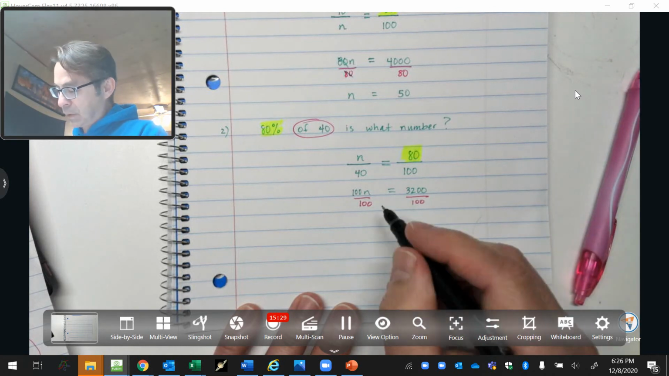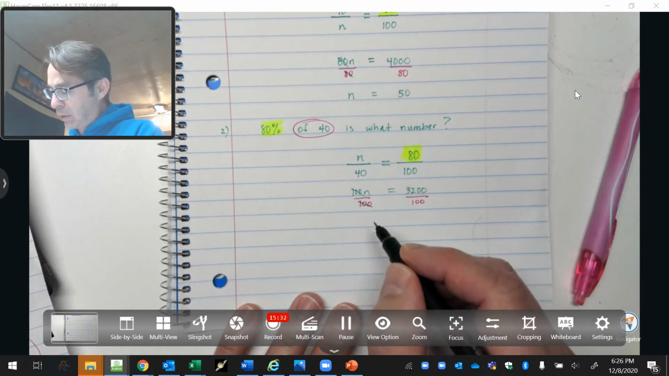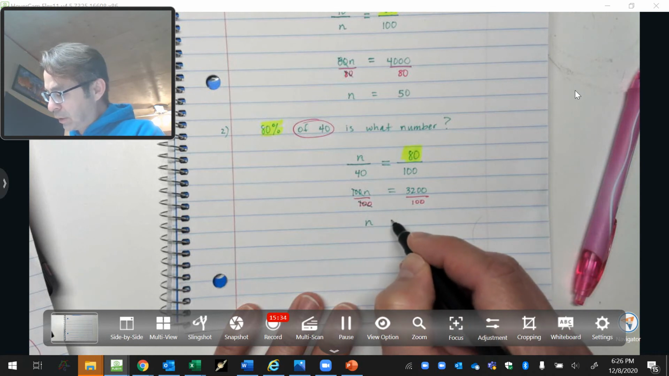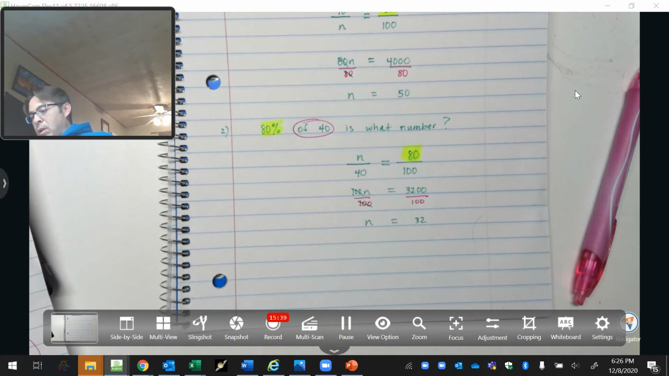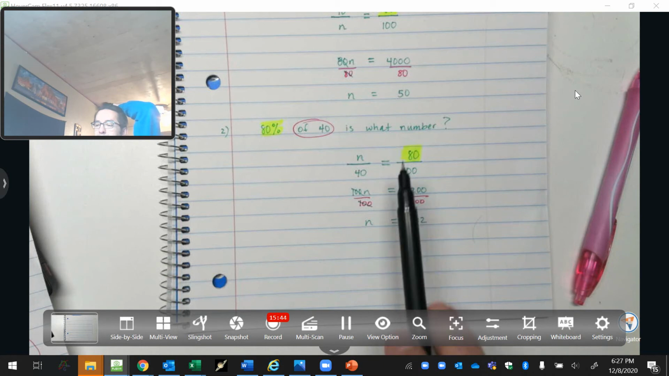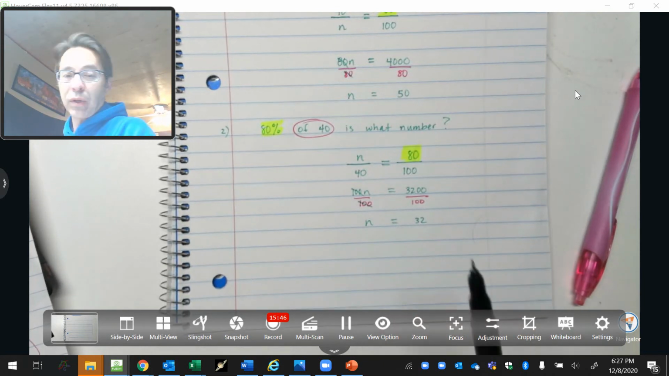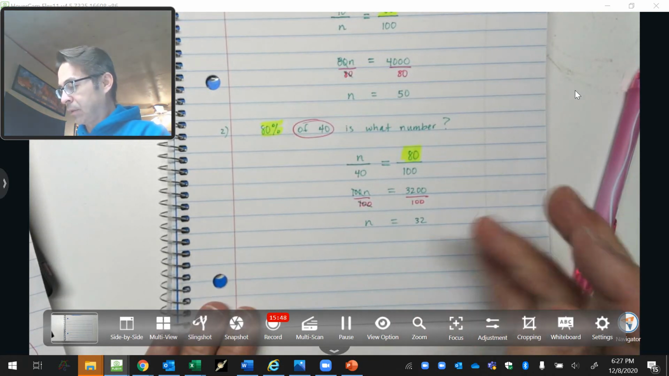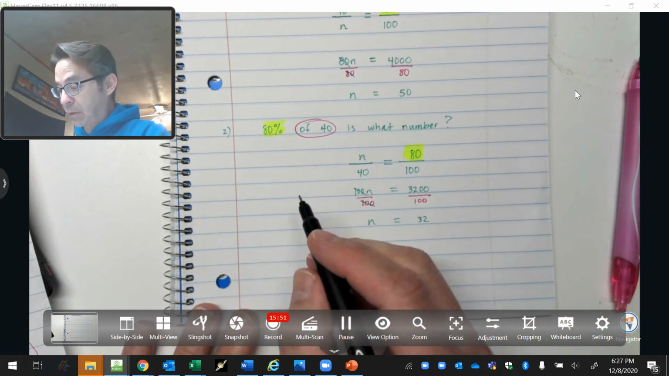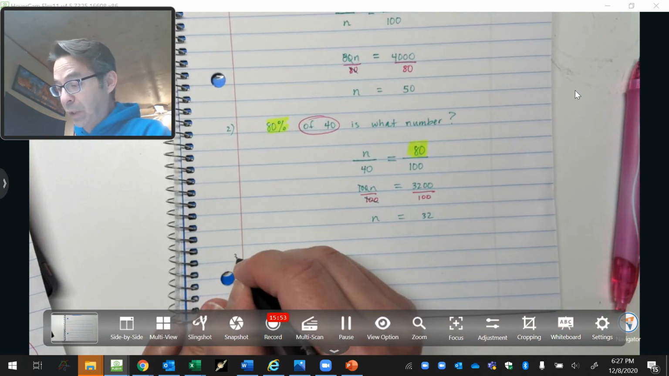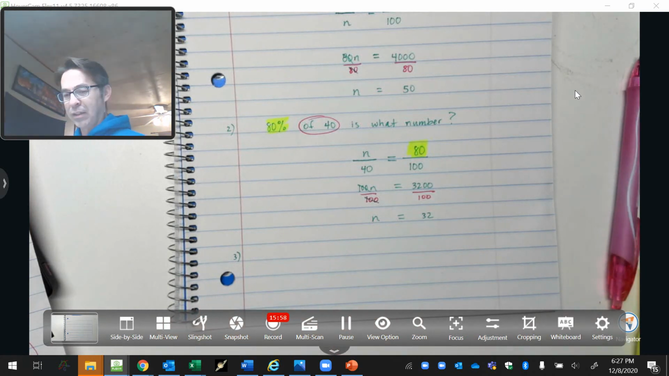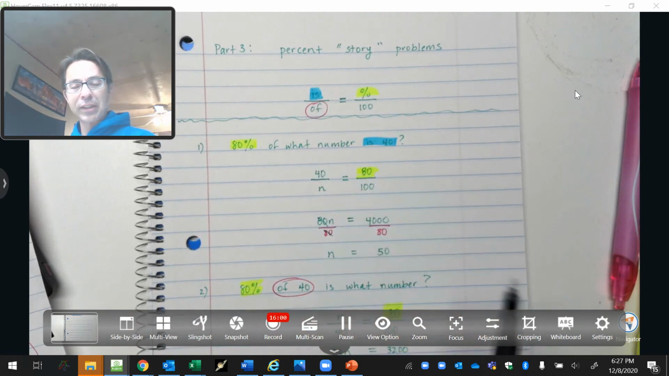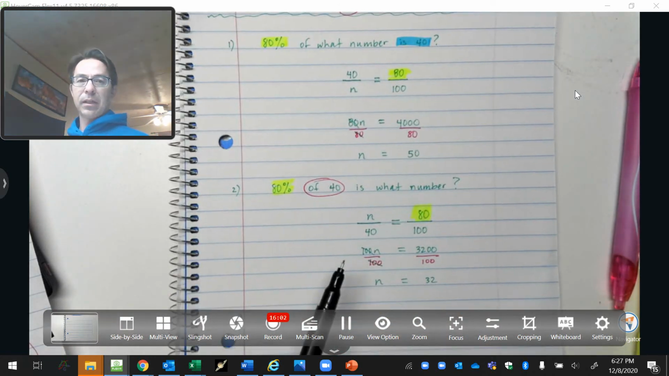Voila. 100n divided by 100 is 1n equals, those zeros cancel those, 32. So where we put that 40 made a big difference, yeah? If you put the 40 in the wrong place, you've got a 50-50 chance. You might get lucky and put it in the correct location. But like I said, we don't want you to get lucky. We want you to understand a process, a procedure, and algorithm.